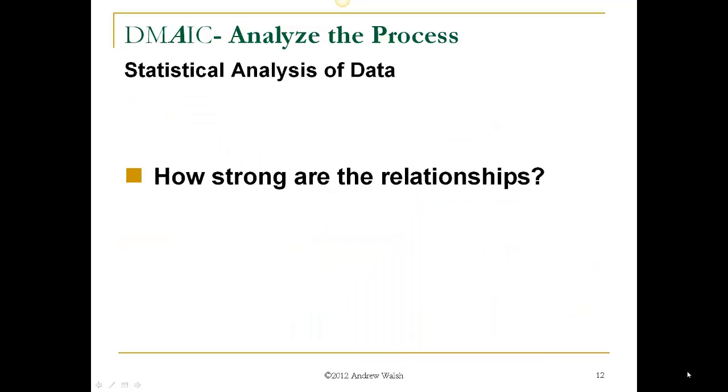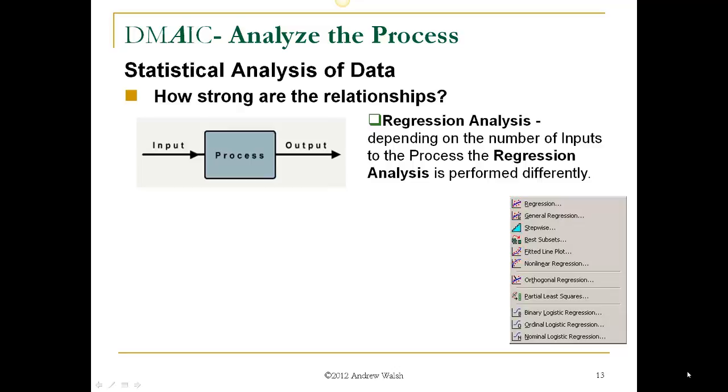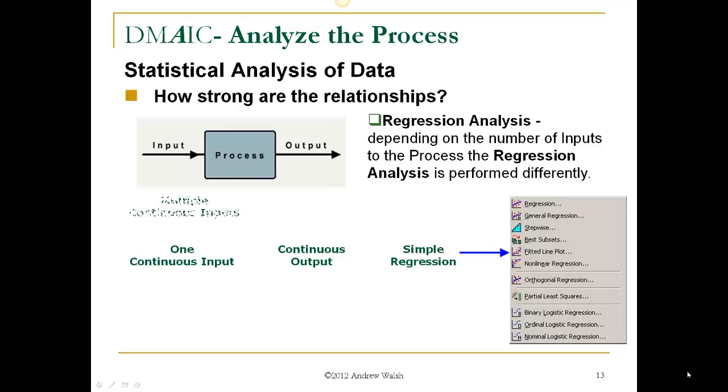Once we determine that there is a relationship, we want to know how strong the relationship may be. Now, depending on the number of inputs to the process, the regression analysis is performed differently. If you have one continuous input and continuous output, we do a simple regression using the fitted line plot in Minitab. If you have multiple continuous inputs and continuous output, we do multiple regression using the regression feature in Minitab.